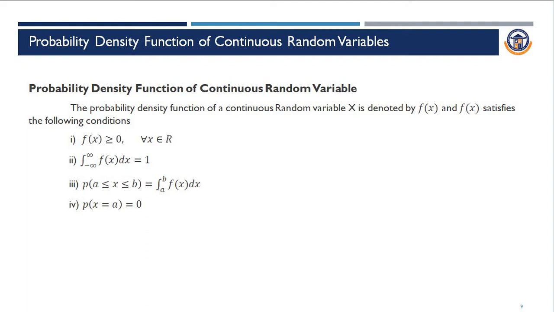The third condition, P of a less than or equal to X less than or equal to b. That means here the integral's lower limit is a, the upper limit is b. So the integral from a to b of f of x dx. Fourth condition is P of X equal to a. X equating to some single value, the probability is 0 for the continuous case.